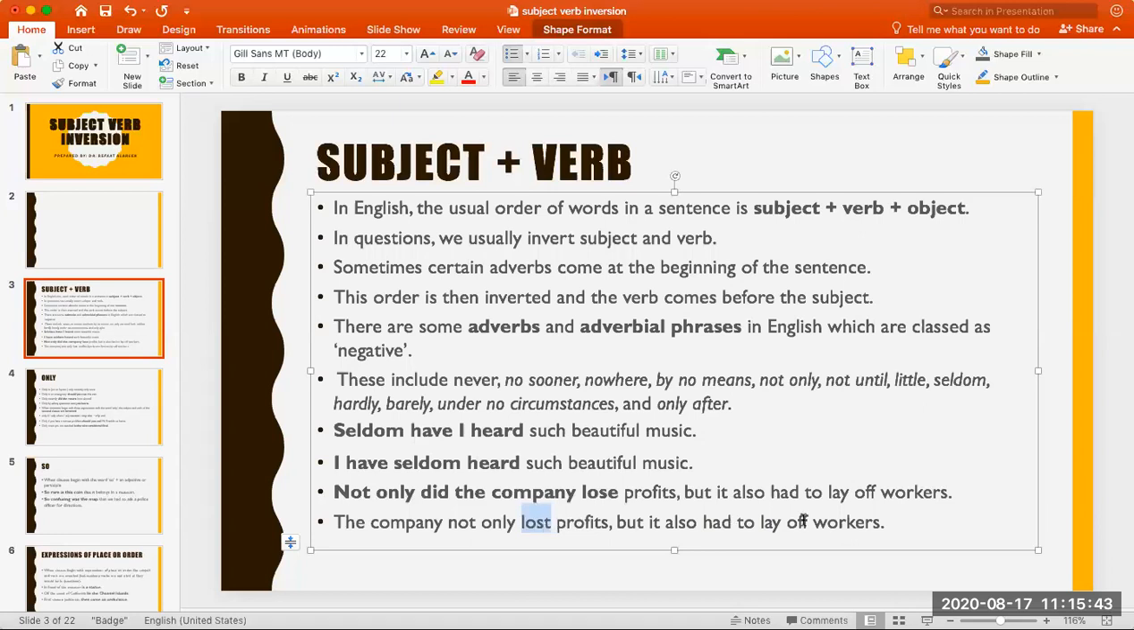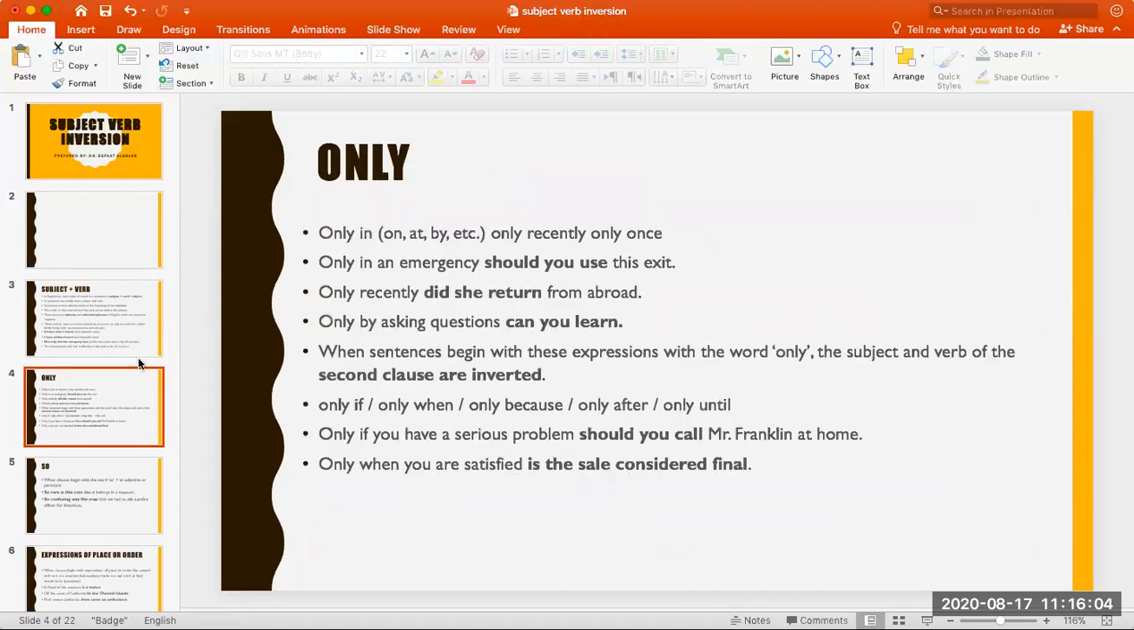When we invert the subject and the verb here, when we start with not only, you have to make a question format. A verb has to be before the subject. So because we have past simple, lost, we use did. And always remember, after do, does, did, we have the infinitive verb here.